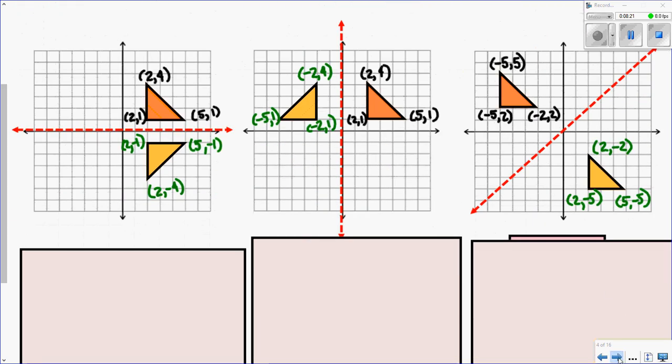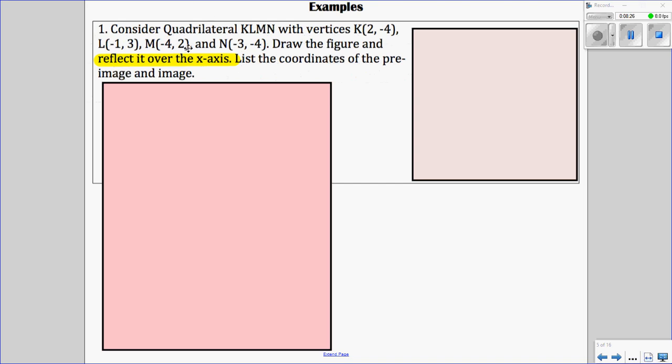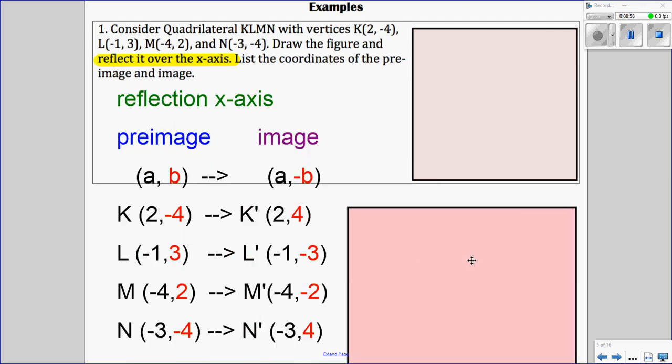Alright, so let's see if I make this bigger. We have an example. Consider the quadrilateral KLMN with the vertices K is (2, -4), L is (-1, 3), M is (-4, 2), N is (-3, -4). It says draw the figure and reflect it over the x-axis. List the coordinates of the pre-image and image. Pre-image is the actual shape, image is your new shape. And we're reflecting it over the x-axis. That's why I highlighted. So now, do all of this.